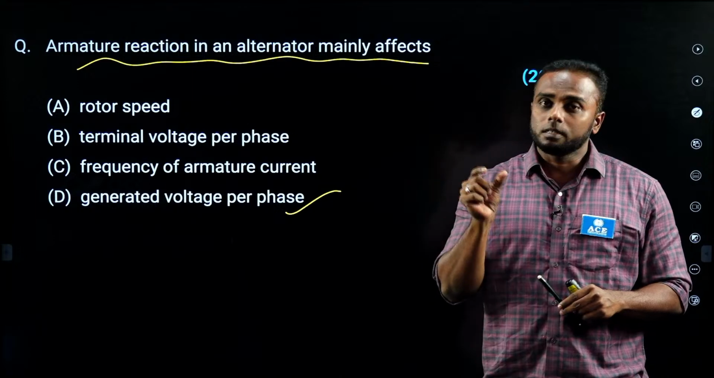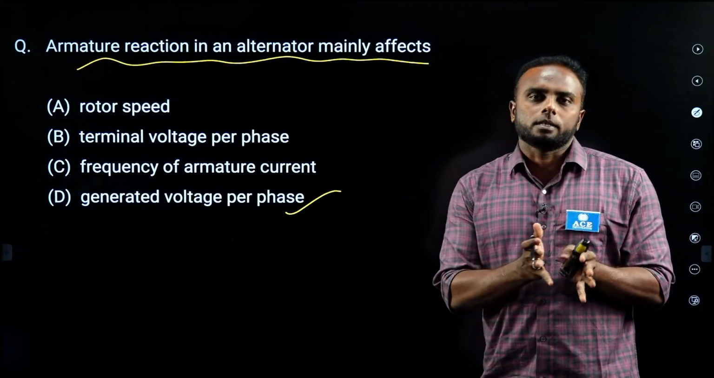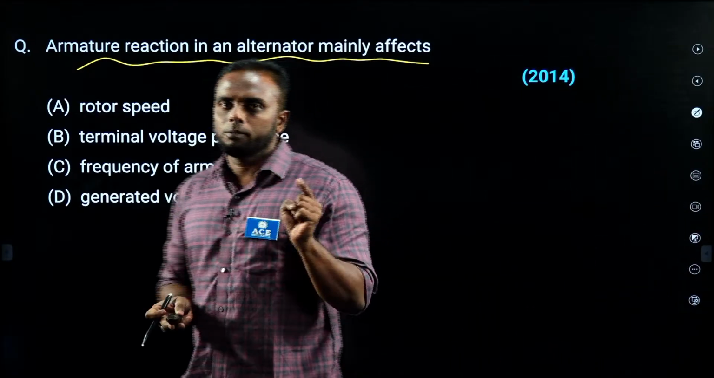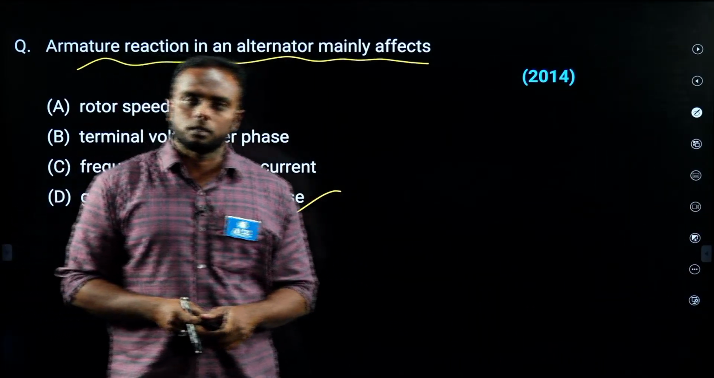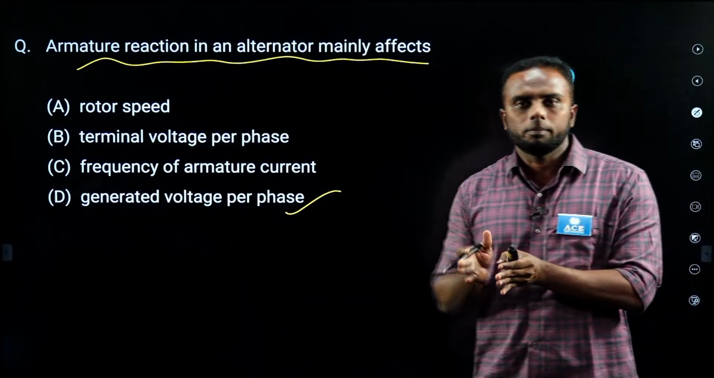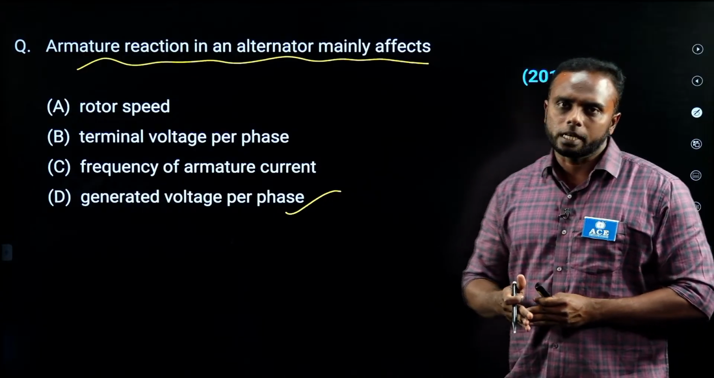We call it the armature reactance drop. Due to that armature reactance, some voltage will drop, or we have a demagnetizing effect. So due to armature reaction, one of the effects is the demagnetizing effect. Because of the demagnetizing effect, some flux decreases, and because of that the induced EMF also decreases. So that is called the drop due to armature reaction.